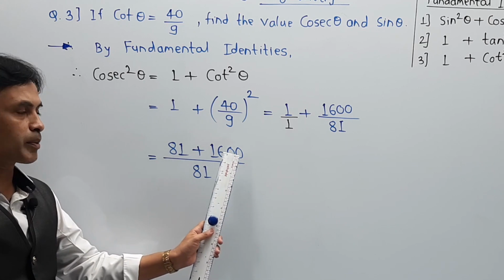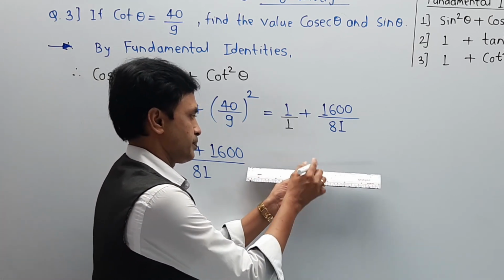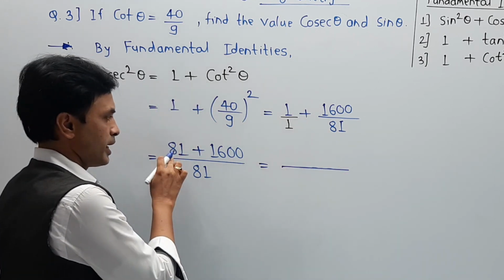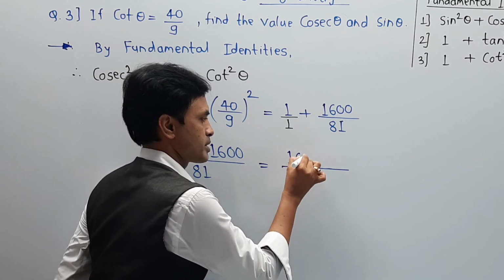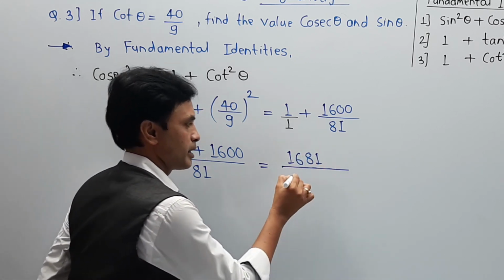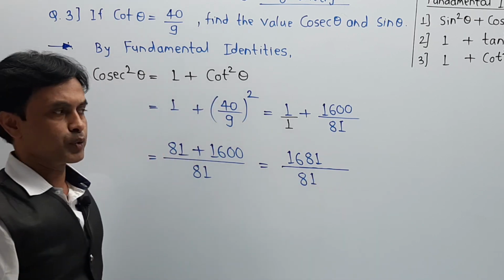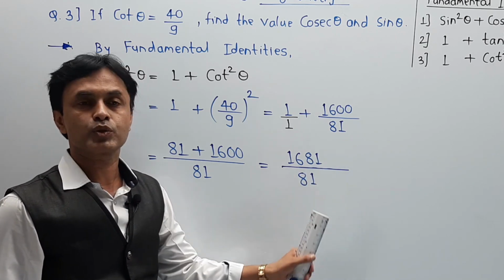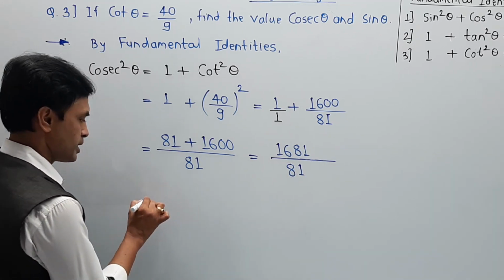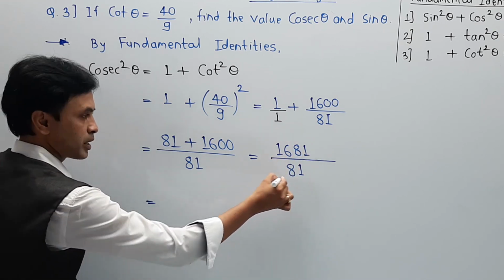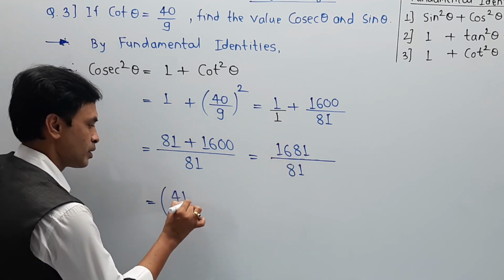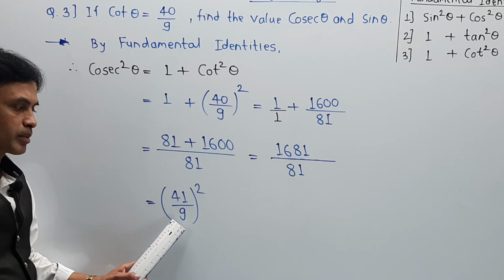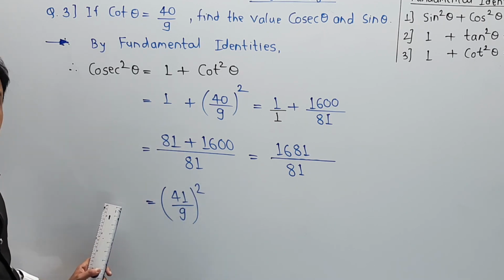So this addition becomes 81 plus 1600, that becomes 1681 divided by 81. And again simply you know that 1681 is a square of 41 and 81 is a square of 9. Means you can simply say that this value which is coming, 1681 upon 81, is nothing but 41 divided by 9 bracket square, but it is nothing but cosec square theta.